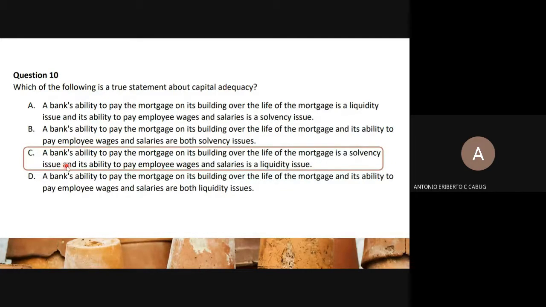Very good. A bank's ability to pay a mortgage on its building over the life of the mortgage. Solvency issue iyon. Long-term ability to pay obligations. Ability to pay employee wages, which is due in the next 15 to 30 days, and salaries, this is a liquidity issue. So, short-term viability is liquidity. Long-term viability is a solvency issue. The correct answer is C. Very good, everyone.